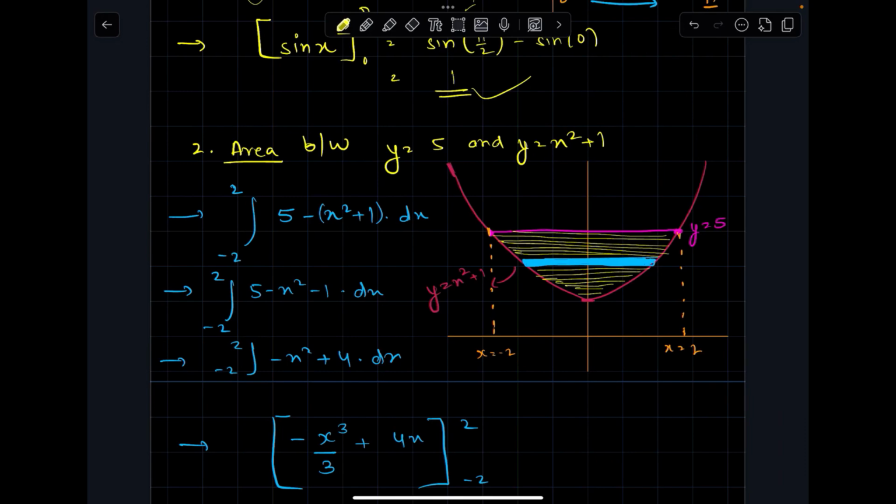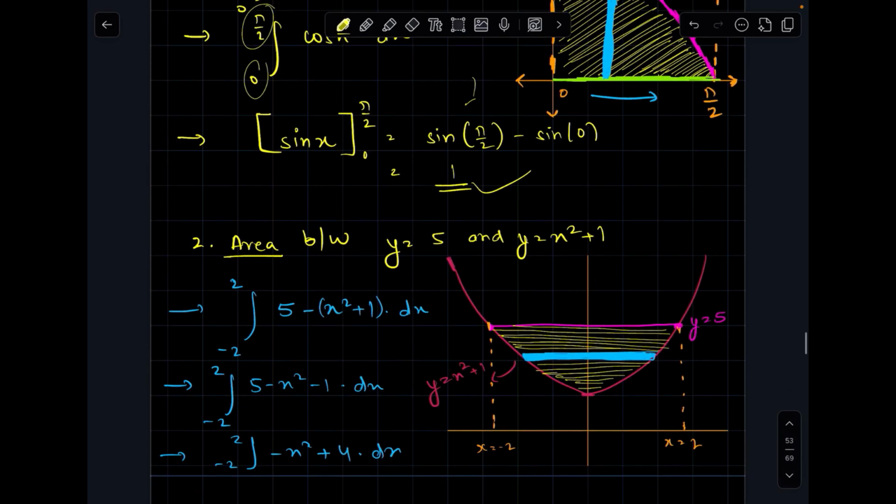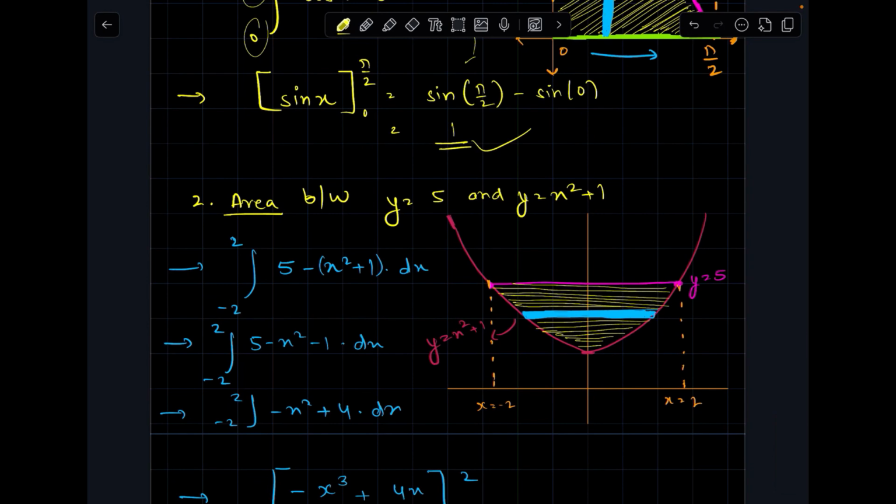Pause the video and solve. So, find the area between y is equal to 5 and y is equal to x square plus 1. This is the quadratic, y is equal to x square plus 1 in maroon, and y is equal to 5 in pink. We need to find this area, and we are basically going to integrate it horizontally. You can also integrate it vertically as you wish.